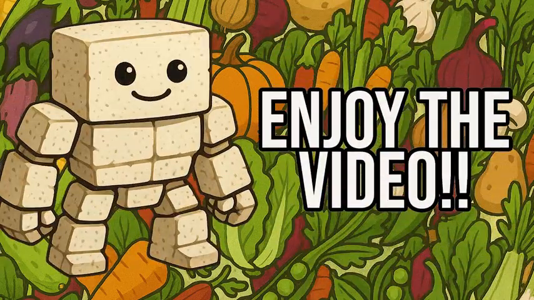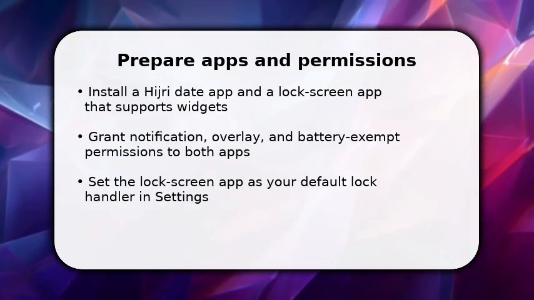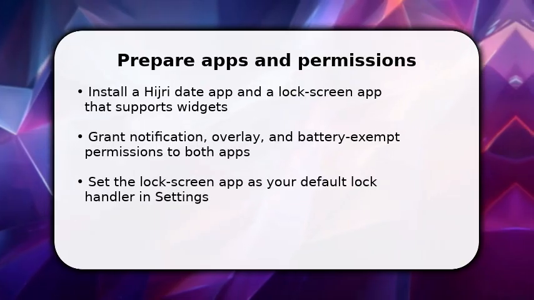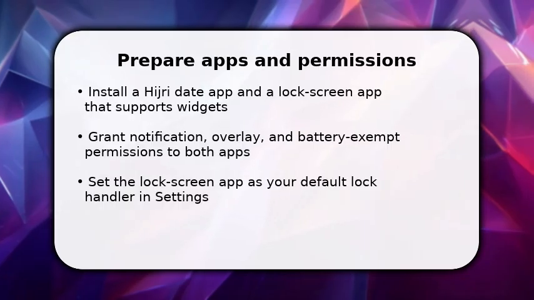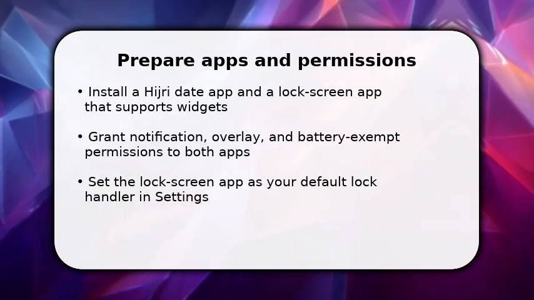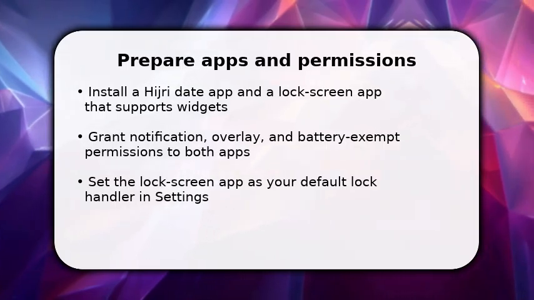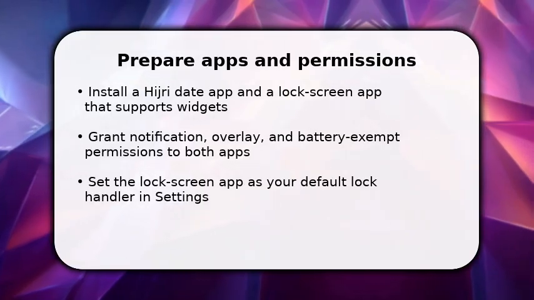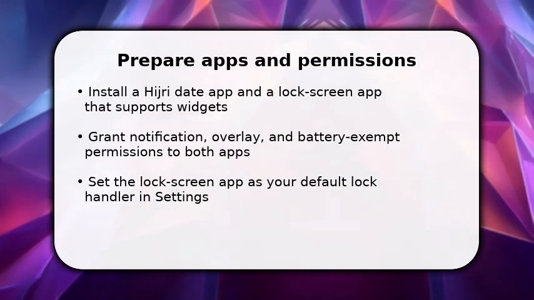Please enjoy the video. You start by getting two things: a reliable Hijri date widget app and a lock screen app that supports custom widgets. Once installed, open each app and grant overlay, notifications, and battery optimization exclusions so the widget stays visible. Make the lock screen app the default lock handler in system settings so Android routes the lock UI to it. This avoids conflicts. Permissions ensure the clock updates and notifications appear.